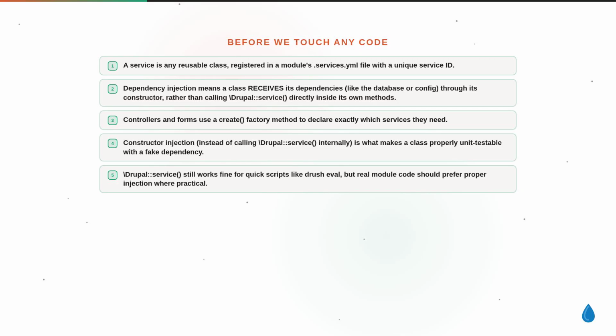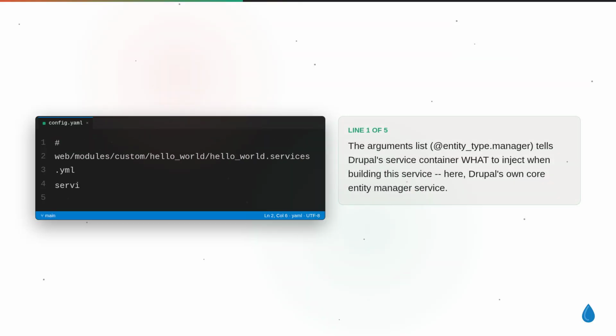Controllers and forms use a create factory method to declare exactly which services they need. Constructor injection, instead of calling \Drupal service internally, is what makes a class properly unit-testable with a fake dependency. \Drupal service still works fine for quick scripts like drush eval, but real module code should prefer proper injection where practical.